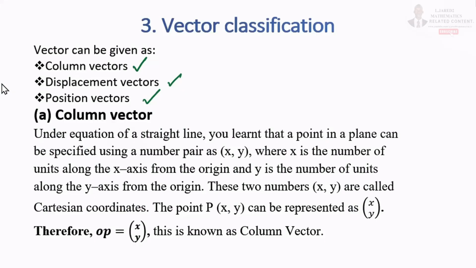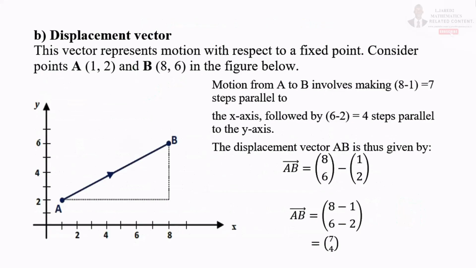The point P having coordinates (x, y) can be represented as the column vector with x on top and y below. So if you have the point in the form (x, y), and it is to be represented in vector form, it is going to be represented as a column vector, as we've seen here. Then you can have part B, which is the displacement vector.